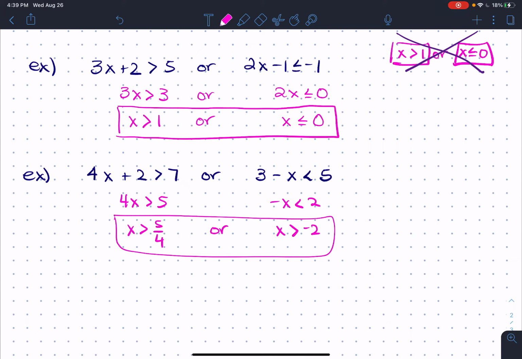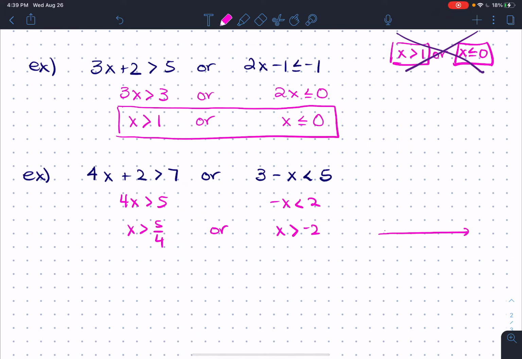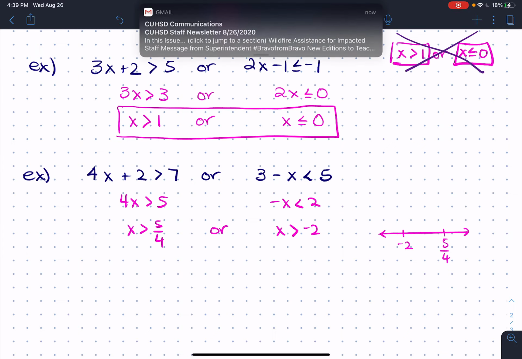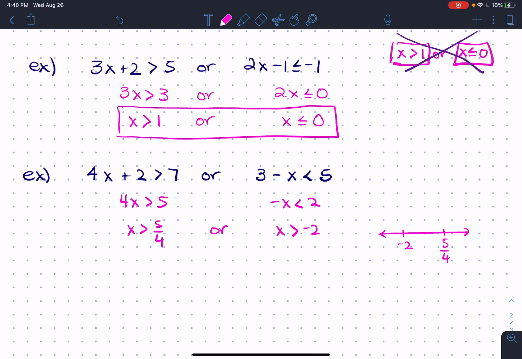Why not? If you're not sure why, pause the video and try to think about why not. But here is why not. Think about a number line. So here's negative 2, here's 5/4. I want to be greater than 5/4. So I'm going to just put it up here, greater than 5/4, and greater than negative 2. Actually, I should say or greater than negative 2.